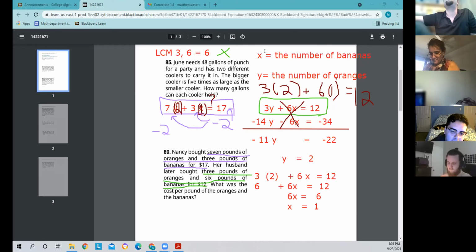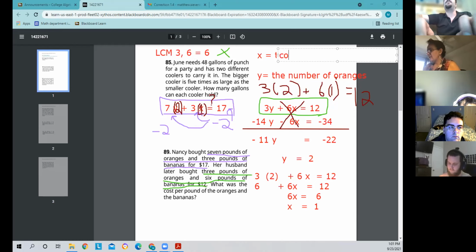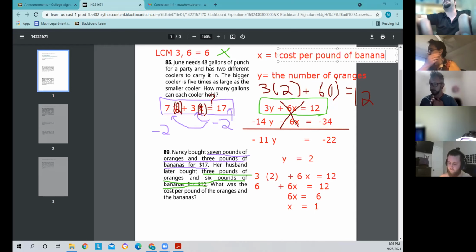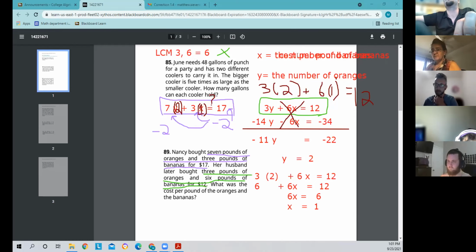I don't think we defined these variables correctly, because it says what was the cost per pound of oranges and bananas, and we said the number of bananas, number of oranges. It should be cost per pound, right? Yeah, this should say cost per pound. I didn't realize that. I didn't answer what they were asking, did I?